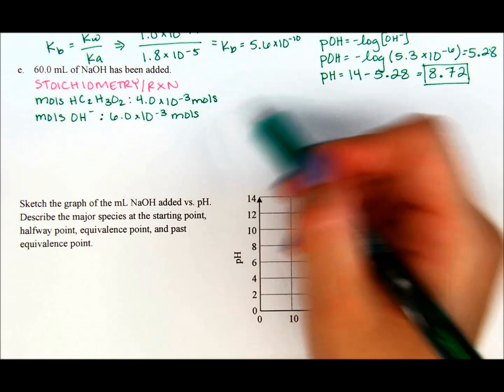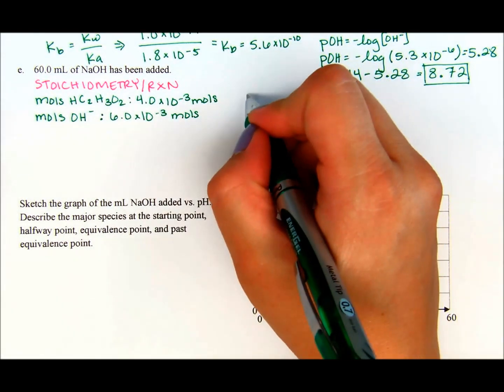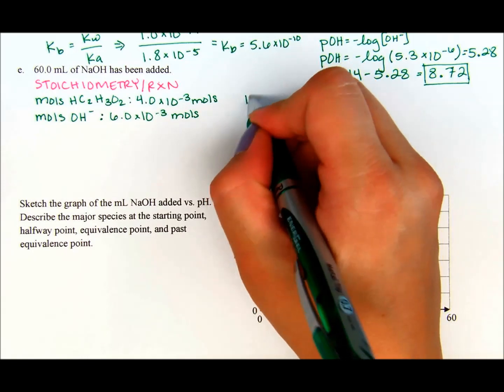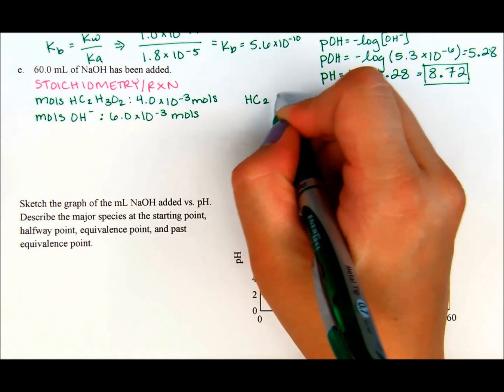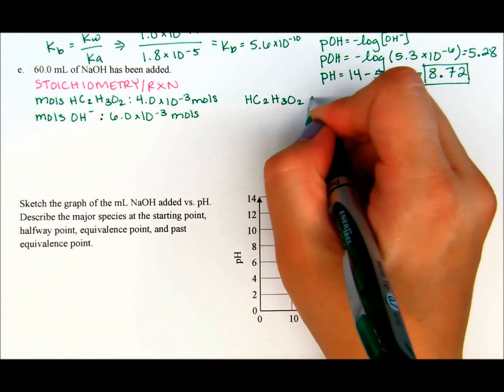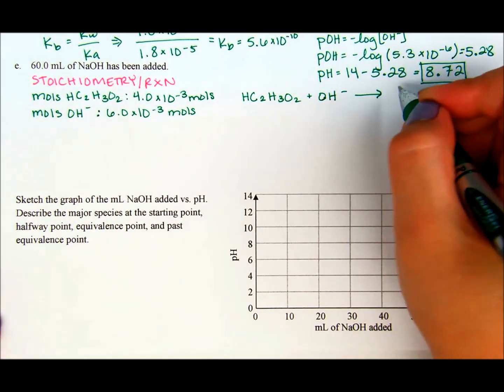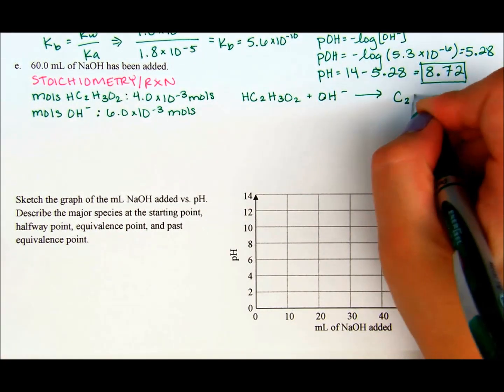Okay, so let's take those numbers and figure out our reaction in our ICE table over to the side. So in this reaction, we have acetic acid, and we're adding some hydroxide to it, and we are forming acetate. This is the same reaction.